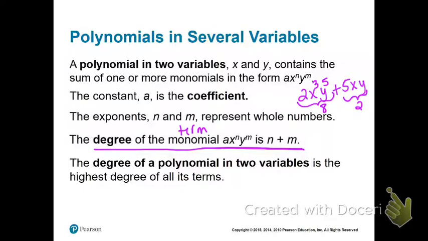That's each term, okay? Then here it tells us the degree of the polynomial in two variables is the highest degree of all the terms. So the degree of this entire polynomial here is the larger of those two. So which was bigger, 8 or 2? The 8 was. So therefore the degree of that polynomial would be 8.